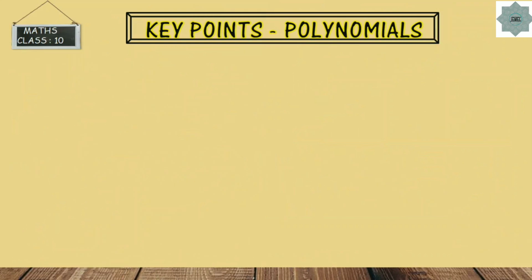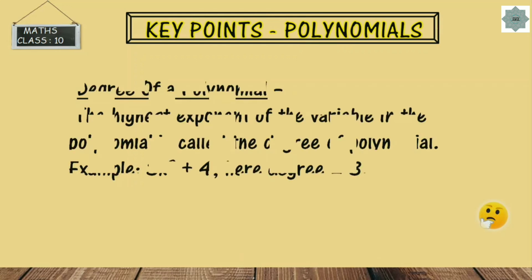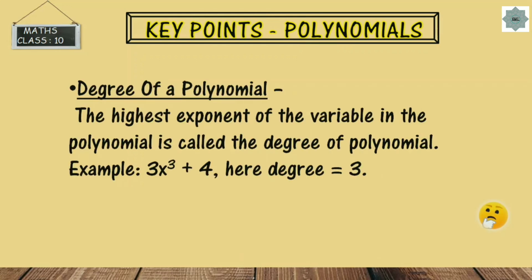Next is degree of polynomial. What do you mean by degree of polynomial? The highest exponent of the variable in the polynomial is called the degree of the polynomial. For example, 3x cube plus 4. Here, the highest exponent of the variable is 3. Hence, the degree of this polynomial is 3.